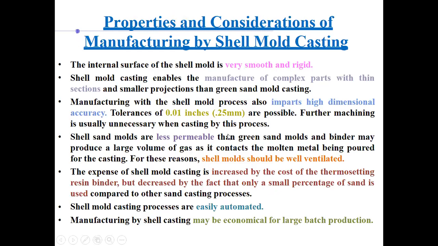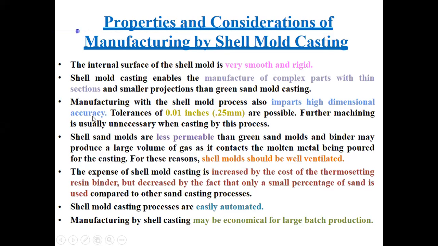Manufacturing by the shell mold process also imparts high dimensional accuracy. Just to give you an idea, tolerances of 0.25 mm are also possible. Further machining is usually unnecessary when casting by this process. After casting you do secondary machining, or post processing, just so that we can have certain surface finish and dimension control. But it is usually unnecessary here because of the high dimensional accuracy.